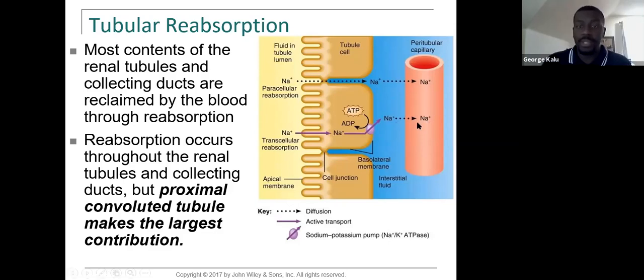Reabsorption is a process where we reabsorb all the things that we want to continue to have inside our blood, things that are useful, things that we need inside our body. Reabsorption happens throughout the renal tubule: the proximal convoluted tubule, the loop of Henle, the distal convoluted tubule, and the collecting duct. However, the proximal convoluted tubule has the largest contribution to reabsorption. Reabsorption does happen everywhere else, but it happens mostly inside the proximal convoluted tubule.